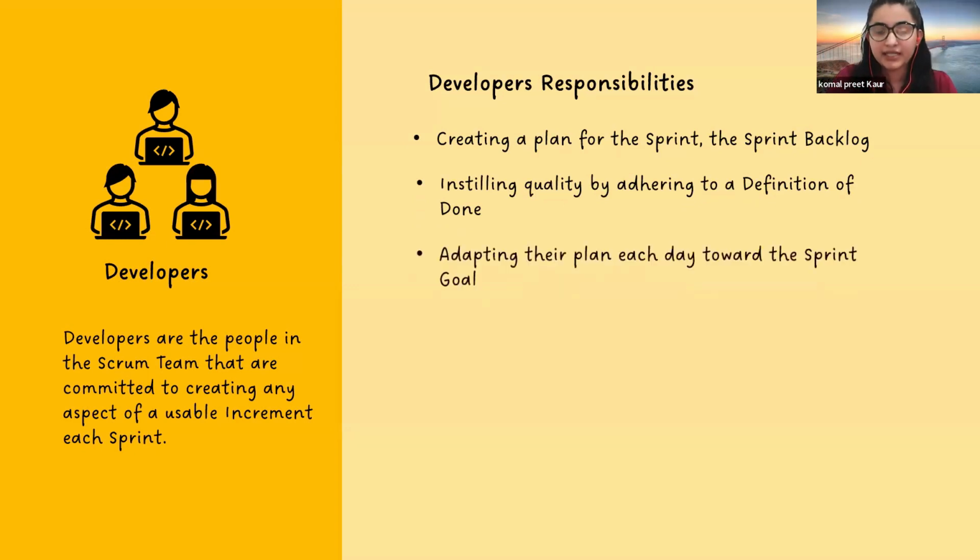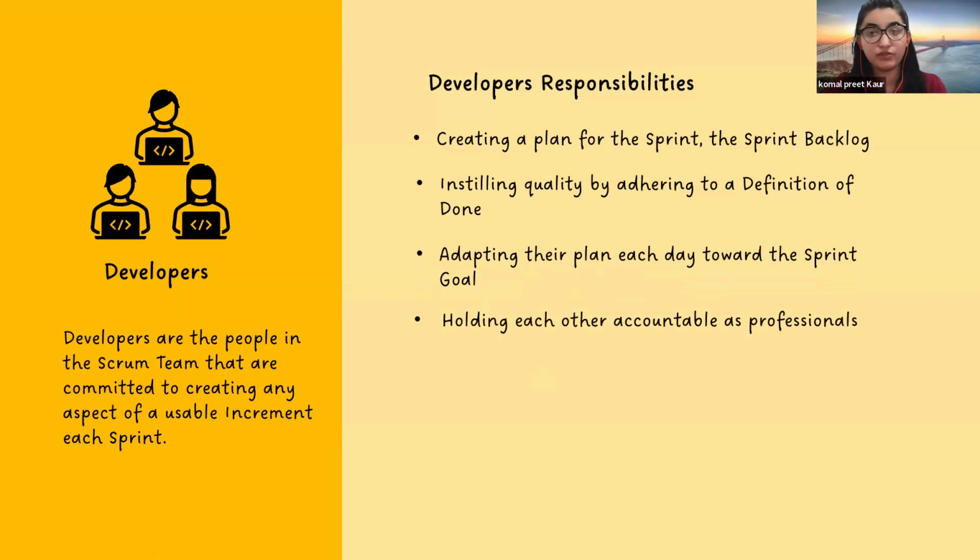And then adapting their plan each day toward the sprint goal. Adapting their plan each day means they have daily scrum meetings, and whatever they have discussed, they have to accomplish. Next is holding each other accountable as professionals. When I mentioned the roadblock part, the team has to discuss it. If someone is working on the code and facing some issue, the other person might know the answer, so they can help each other because we are all working as a team.